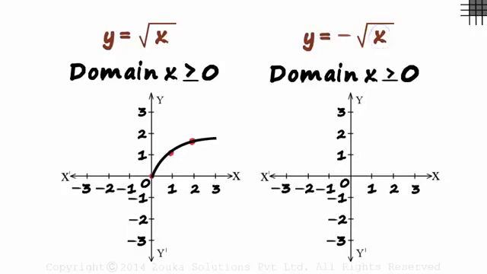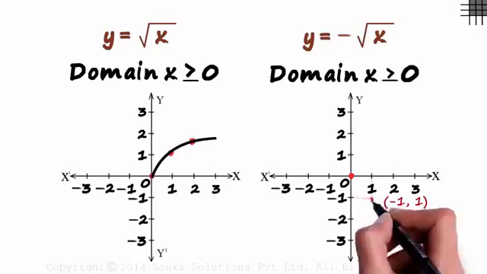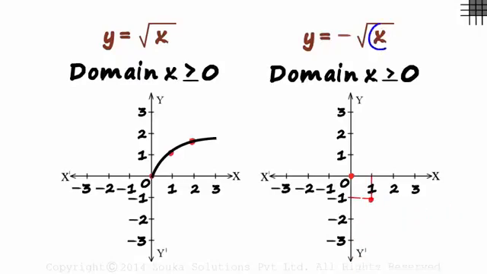When x is 0, y will also be 0. This will be one of the points. When x is 1, y will be minus 1. 1, minus 1 will be another point. And when x is 2, y will equal minus 1.414. This is an approximate graph of the function y is equal to minus root x.